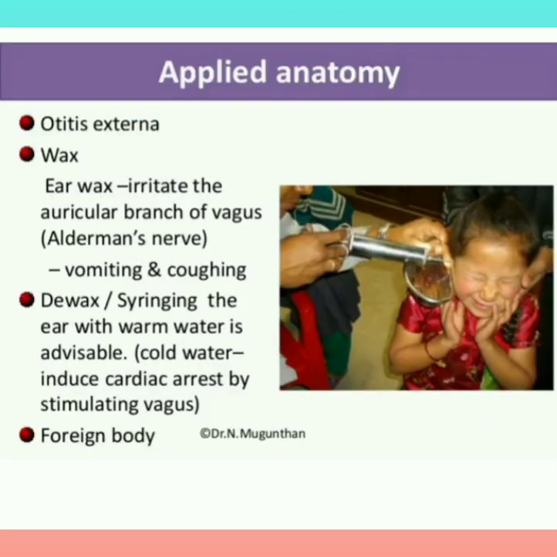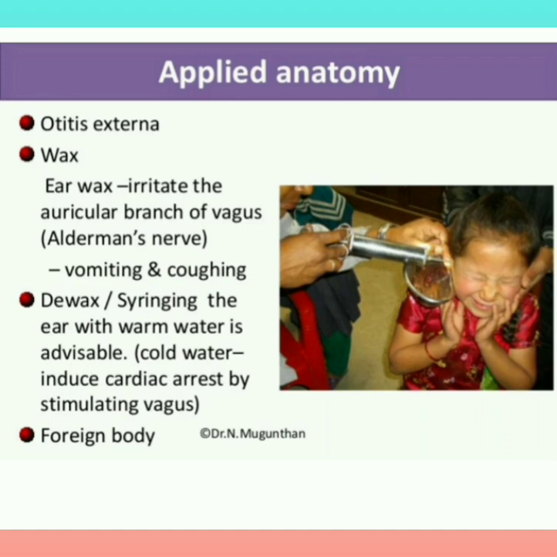Applied anatomy of external ear. First one is otitis externa. It is an infection of the outer ear canal that runs from the eardrum to the outside of the head, and it is often caused by water remaining in the ear after swimming. This creates a moist environment that helps bacteria or fungi grow.